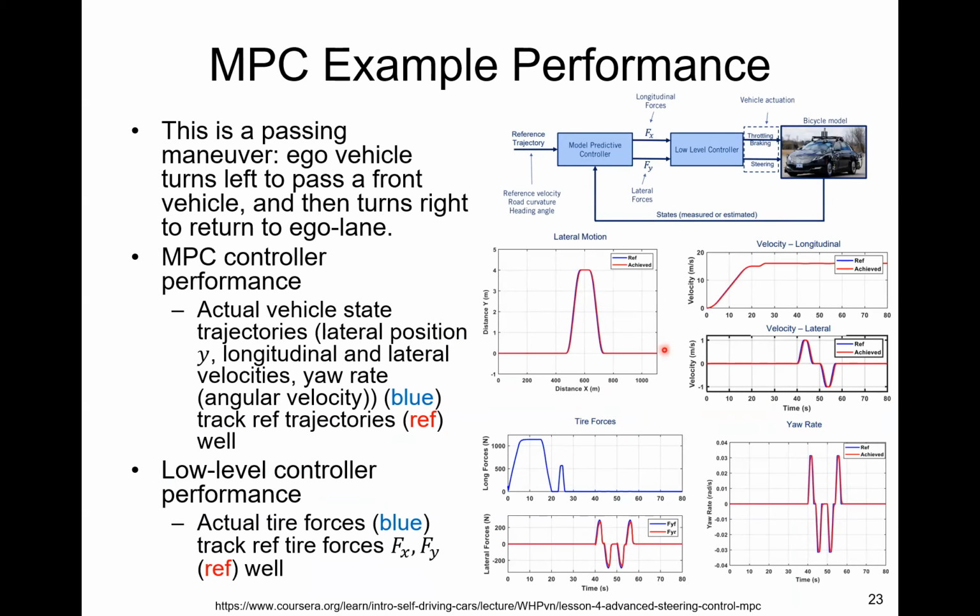This shows some performance from the actual experiment. Consider a passing maneuver. The ego vehicle turns left and tries to pass a front vehicle, and turns right to return to the ego lane. The lateral distance is initially 0. That is, you're initially at the center of the lane and you turn left. After you pass the front vehicle, you turn back to the center lane.